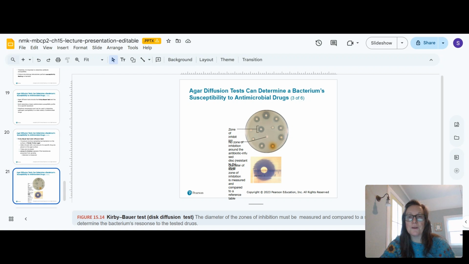When you see a zone, it means that that antibiotic is effective. When there's no zone of inhibition and the bacteria grows right up and over the discs, that means that the bacteria is resistant to that antibiotic. So on this petri dish shown in the picture, we have several different antibiotics being tested. Some are effective against the bacteria, and some are not effective.